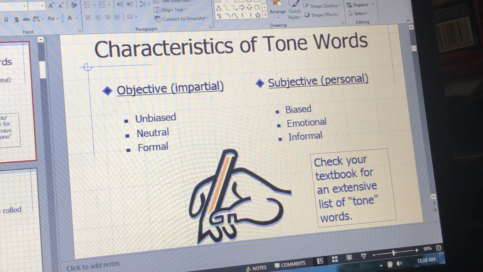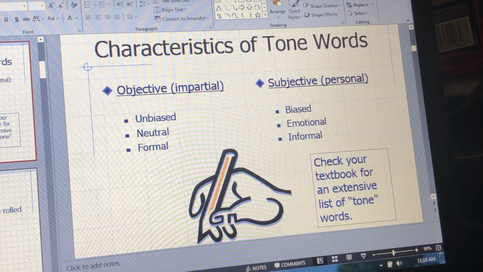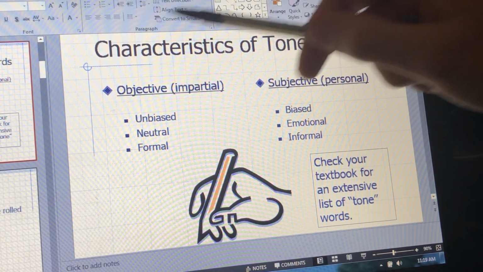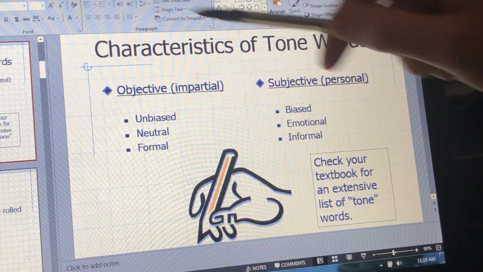All right, so tone words. How do we figure out tone? So here are these terms again, objective and subjective. We've been talking about that a lot lately. If something is objective, it's impartial. It's neutral, it's formal, it's unbiased. This is the type of writing you should be working towards with your argumentative essays.